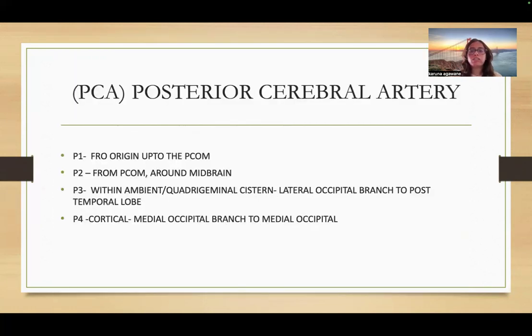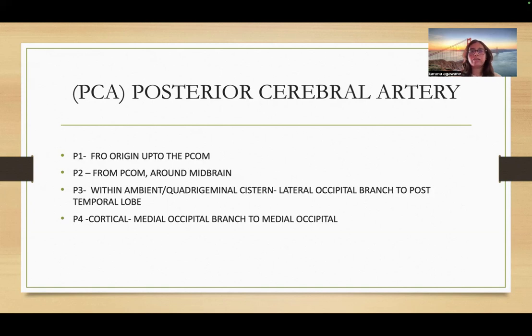Coming next to the posterior cerebral artery. This arises as a terminal bifurcation of the basilar artery and is the most important part of the posterior circulation. It also has multiple segments. The P1 is the segment from origin up to the level of the posterior communicating artery, and that posterior communicating artery comes from the supraclinoid segment of the ICA to the PCA.